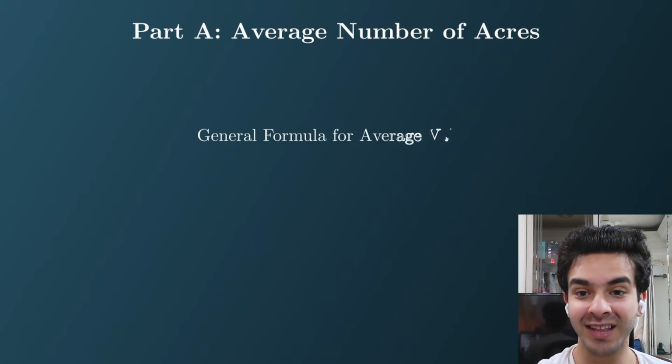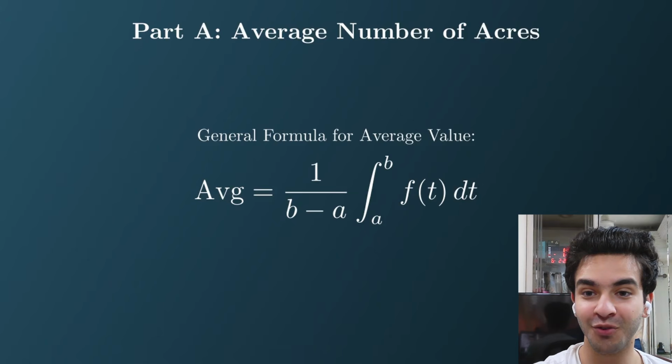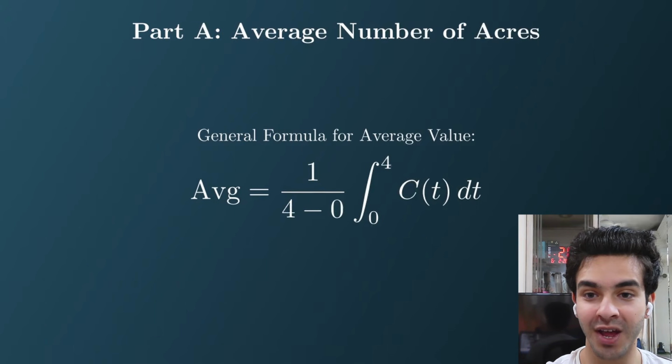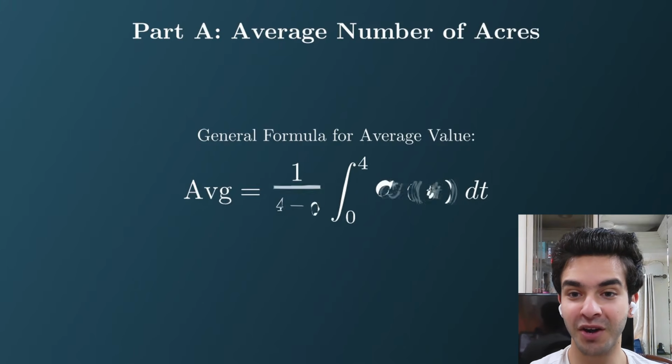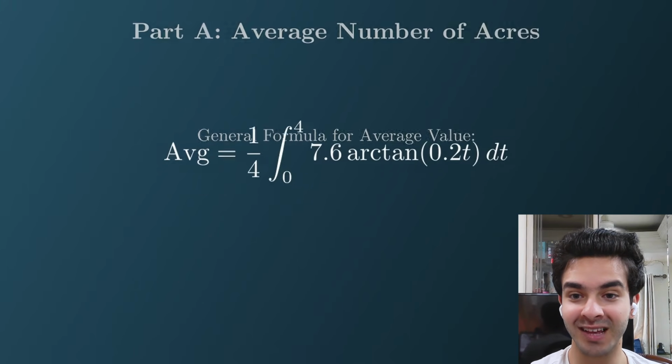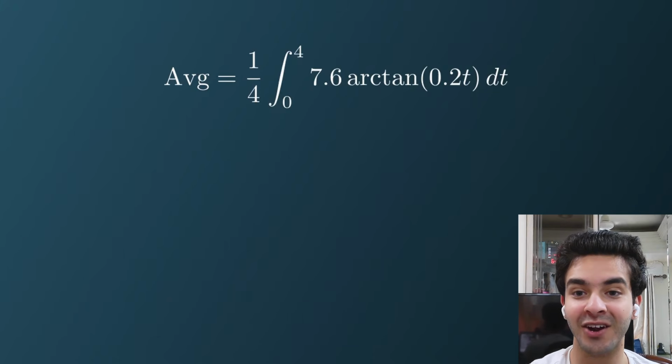So let's say we want to find the average value of a function across a certain interval. This is the general formula. In our case, the starting point of our interval is 0. So a equals 0, b equals 4, and our function is just c of t. You can score 2 points in this question, and this is all you need to score 1 point. This part of the question is in the calculator portion of the exam, so we don't even have to show our work. We can just put this in Desmos and get our answer.